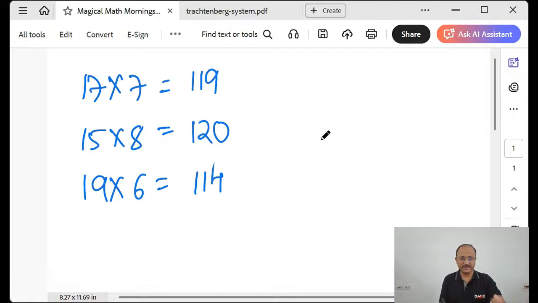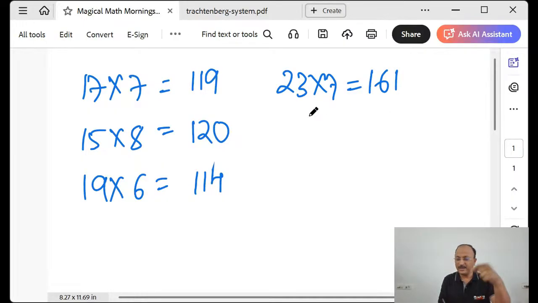Let's take the 20s. Suppose you want to do 23 sevens. You know 20 sevens are 140, 3 sevens are 21. 140 plus 21, we'll write 161. Correct? Whenever I am writing this, you parallelly keep trying to do it in your mind.